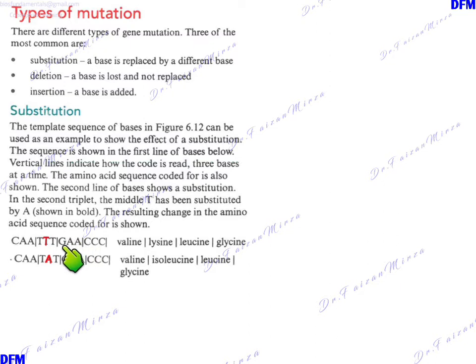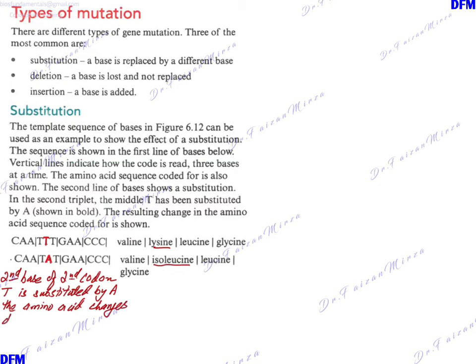Together, this triplet makes up a code, and this code tells you which amino acid will be placed there. Now, what happens in substitution? I have taken an example from the book in which the TTT codon turns into TAT. It's a point mutation, meaning a change of a single nucleotide, in which T got substituted by A. The second position got changed. So you can see that the second base of the second codon, T, is substituted by A. In this case, the amino acid got changed.